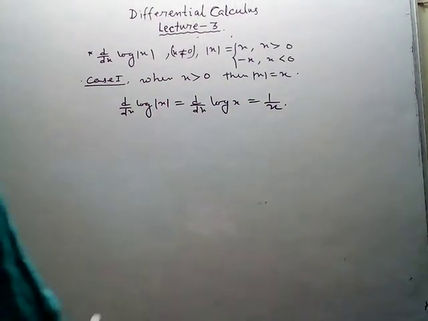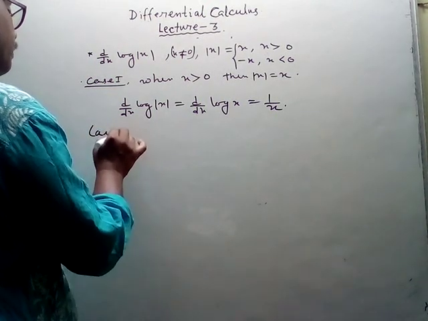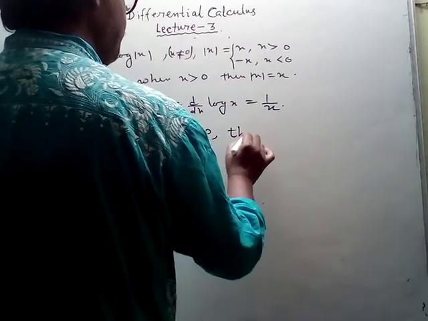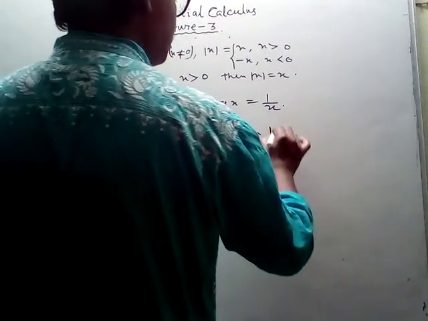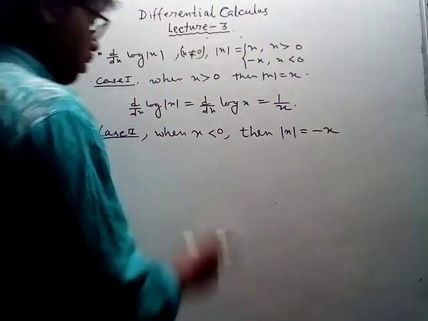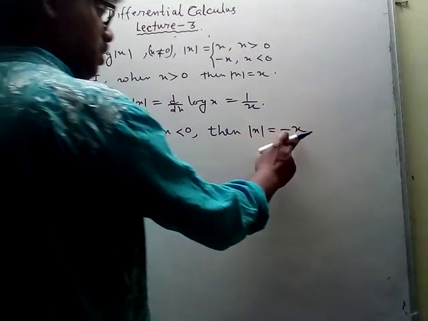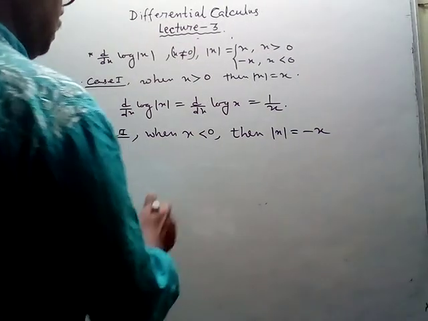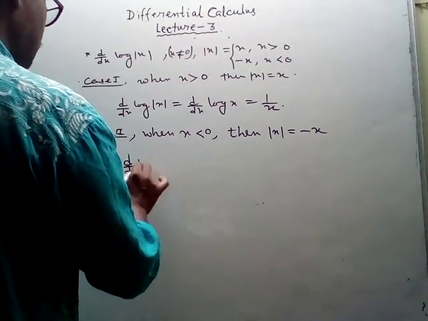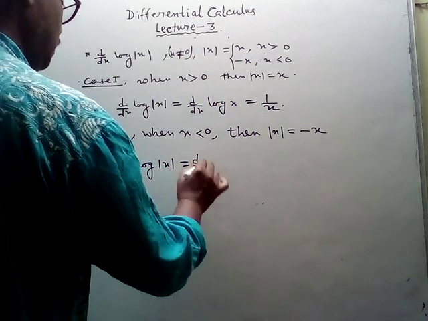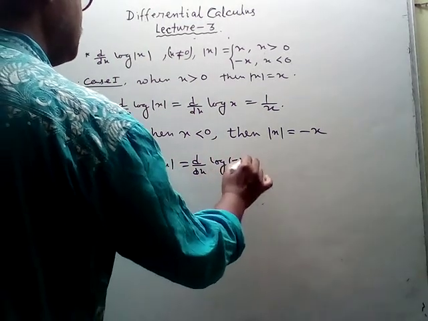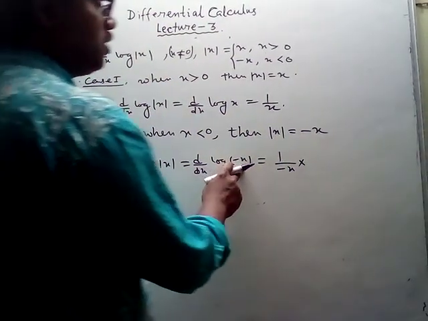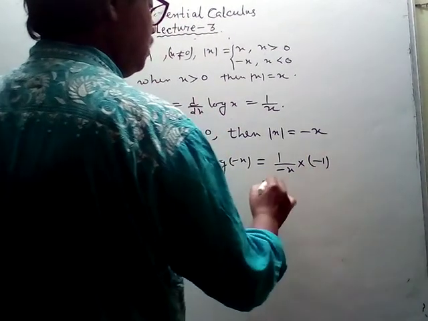Case 2, when x is less than 0, then minus x is positive. That is, modulus x is the positive value, which means minus x. If x is negative, then minus x is positive. Suppose x is minus 2, then minus x is 2. In this case, d/dx of log of modulus x equals d/dx of log of minus x. This equals 1 by minus x into, by chain rule, the derivative of minus x, which is minus 1. This equals 1 by x.